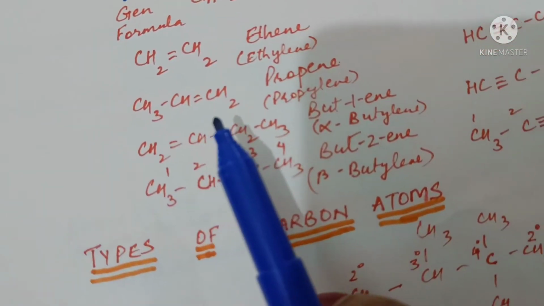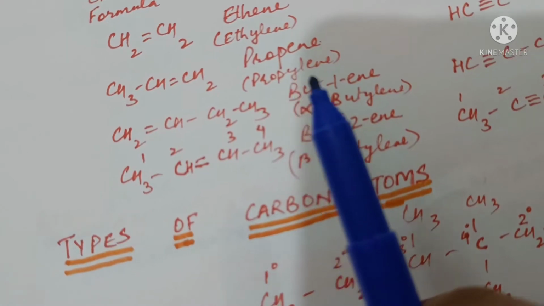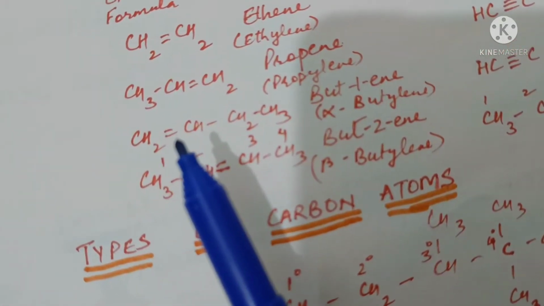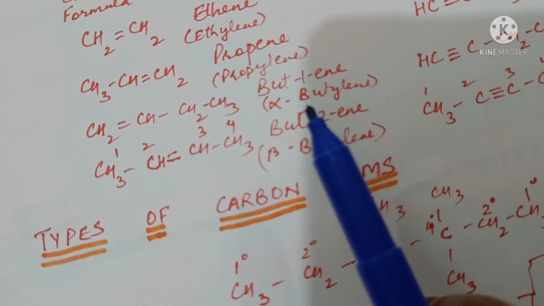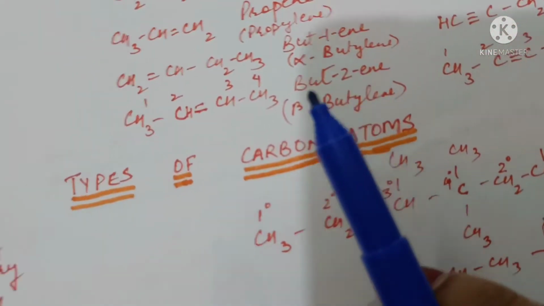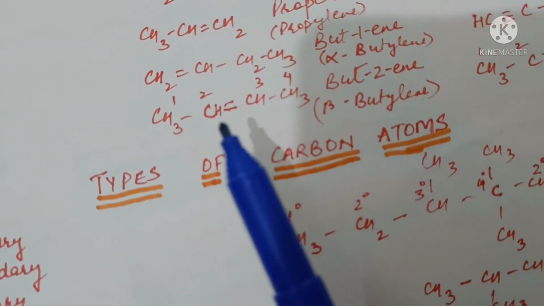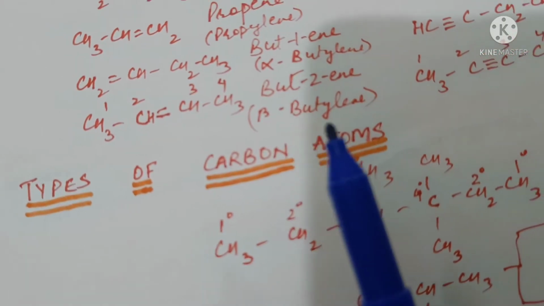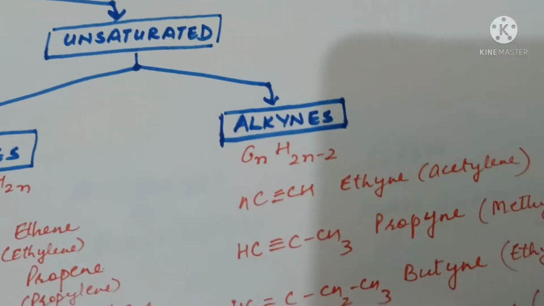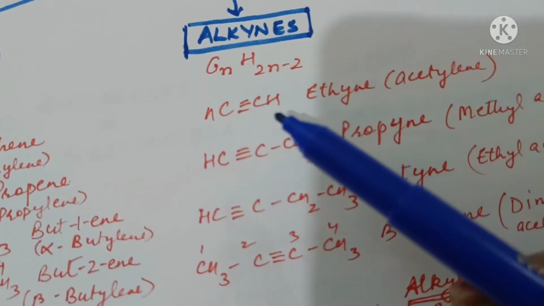Similarly, the 3 carbon compound is called propene, IUPAC name, and common name is propylene. And butene can be but-1-ene, which is in common system called alpha-butylene. Similarly, when the double bond is placed at carbon number 2, it's called but-2-ene, and in common system it is called beta-butylene. Alkynes have the general formula CnH2n-2.